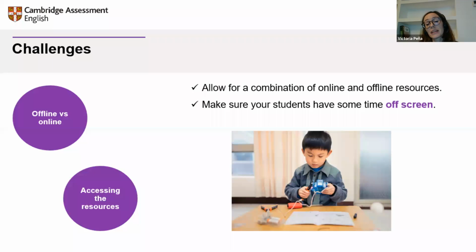Yeah, also making sure that your students have some time off screen. So for young learners, including some coloring or matching activities that they can do on paper, so they don't have to be on screen all the time. Also, graded books are an excellent resource. We shouldn't forget about them, and it is easy for all students to use them. They don't need online support for that. And then maybe writing, but not typing on the computer, but writing by hand.